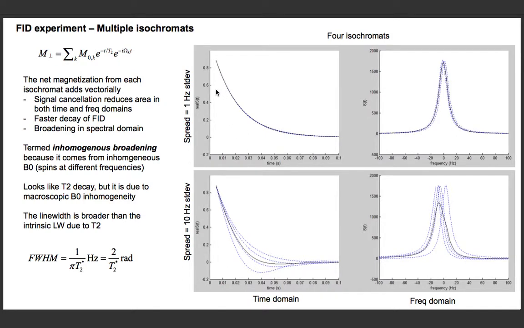And in this case, I took a relatively small spread, so they're 1 hertz spread apart. And this is a bigger spread, so you've got 10 hertz spread apart. And in these plots, you can see these blue traces are the time domain signals of the free induction decay for each of the 4 isochromats with different spread.